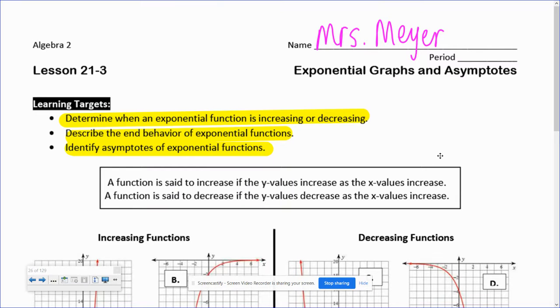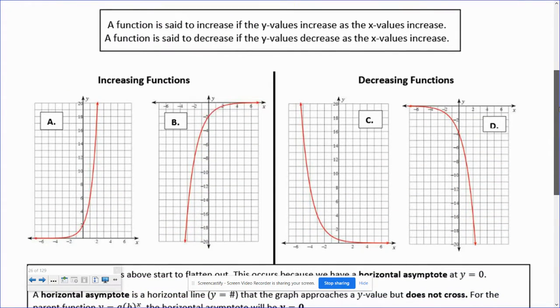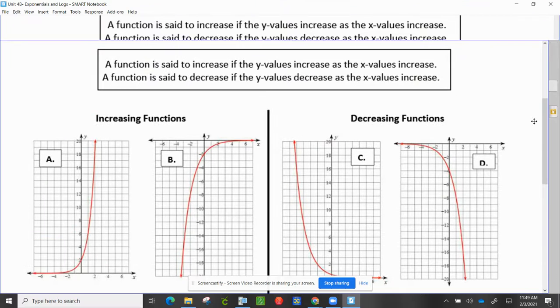So we have 3 targets today that we're going to be talking about. The first one is to determine when an exponential function is increasing or decreasing. So let's talk about that. Here I have 4 graphs, increasing graphs and some decreasing graphs. So a function is said to be increasing if the y values increase as the x values increase.